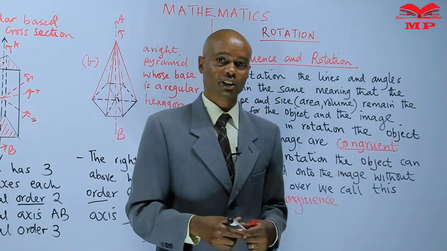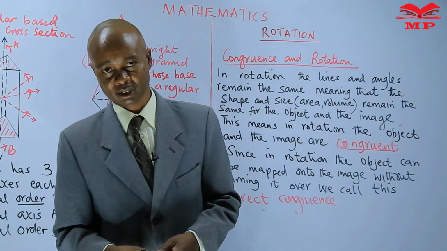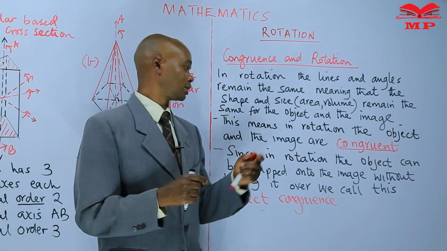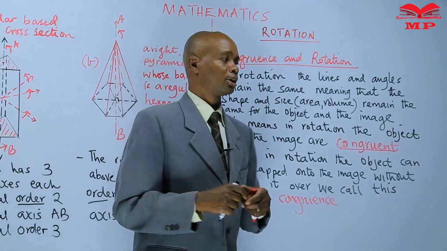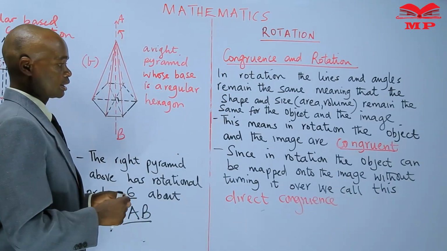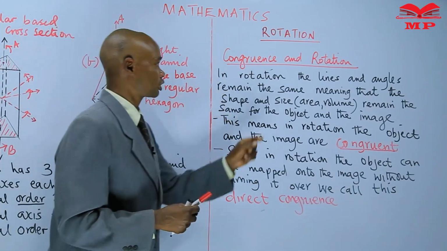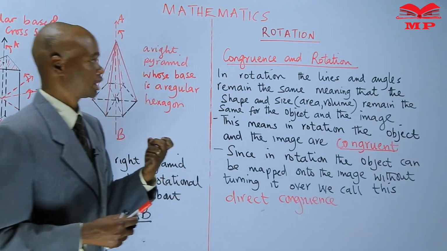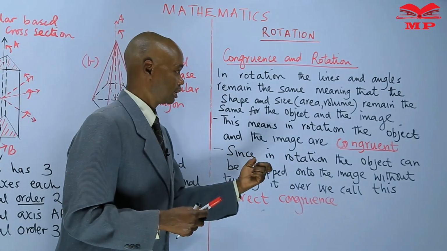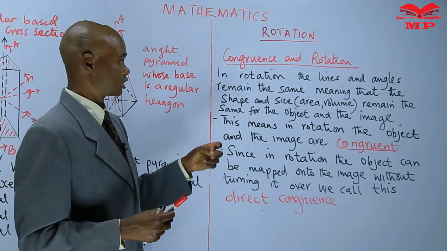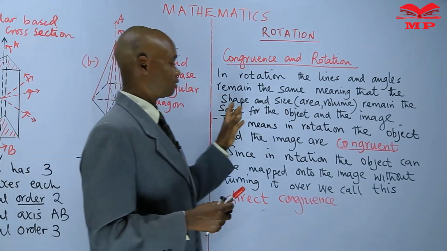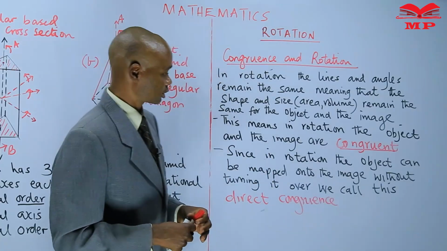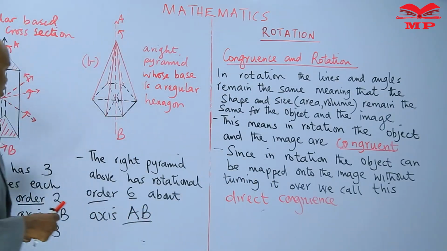We've got indirect congruence in reflection, but there was a special case of reflection, multiple reflection, which resulted in direct congruence. So there is a direct relationship between congruence and rotation. Most of the images that you'll get in rotation will be the same as the object in size and shape, and the object can be mapped onto the images without turning over. So that's why we call it direct congruence.